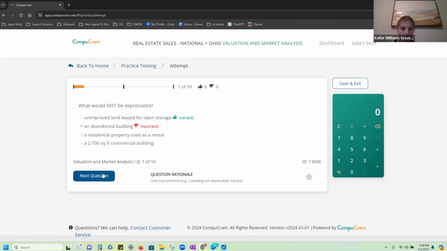Might be. And it is A. Okay, so unimproved land leased for open storage. Only improvements, for example buildings, are depreciated, not land. Oh, good to know. So land is not depreciated. So unimproved land leased for open storage. Tricking you by saying the open storage comment, but good to know. So land cannot be depreciated.